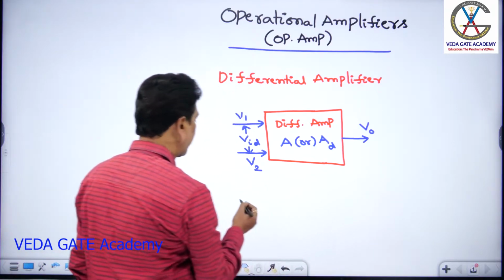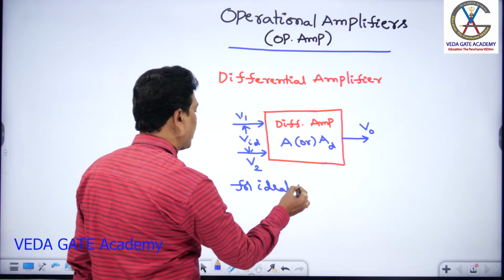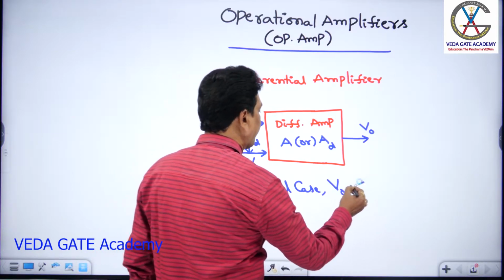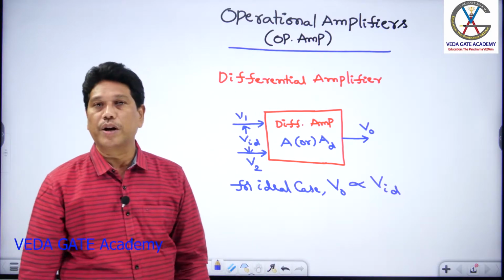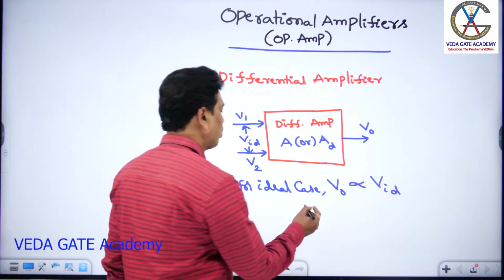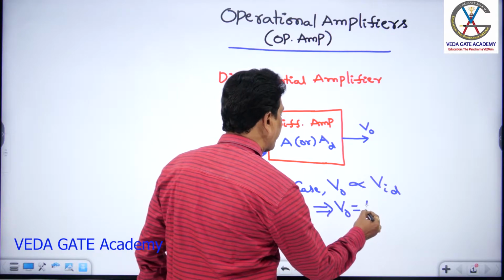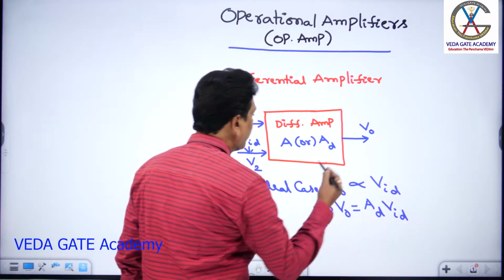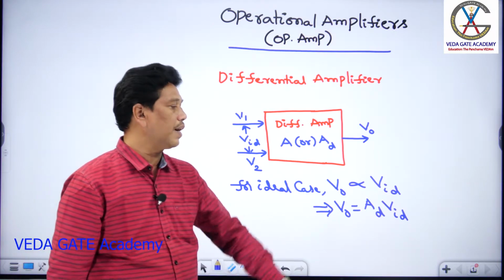For the ideal case, the output purely depends on the difference of the two input signals only, not on the common signal. So now you can write this output V0 equal to AD VID or A VID. AD or A is nothing but the open loop gain or differential gain. So this is for ideal condition.